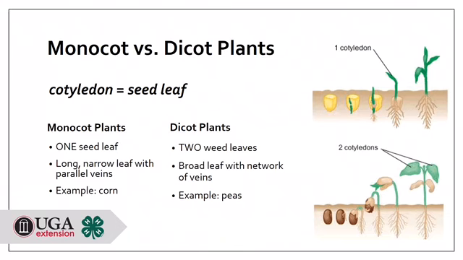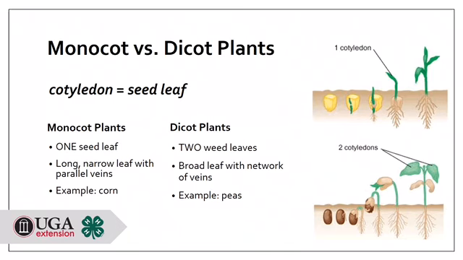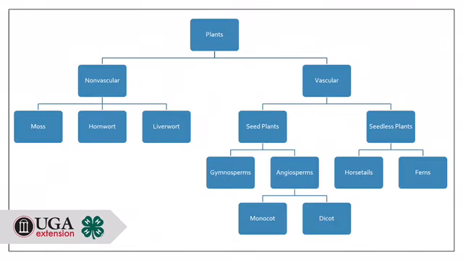Monocot versus dicot plants. Monocot means one seed leaf. They have long, narrow leaves with parallel veins. Your example is corn. Dicot has two seed leaves. It's broad leaf with a network of veins, and your example is peas.